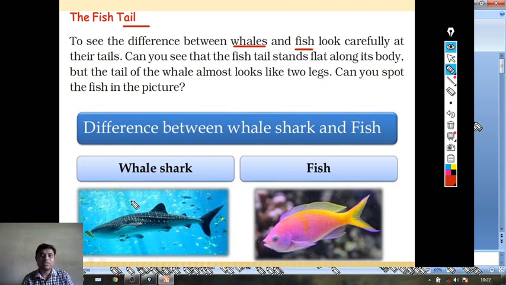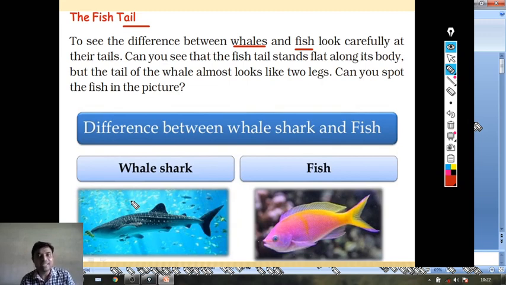Yes, I know you are finding the picture, sir. We did not get that picture that is in the video. It does not match our book. Yes, don't worry students, I have changed the picture. Okay, and I will also show you the picture that is given in your book.